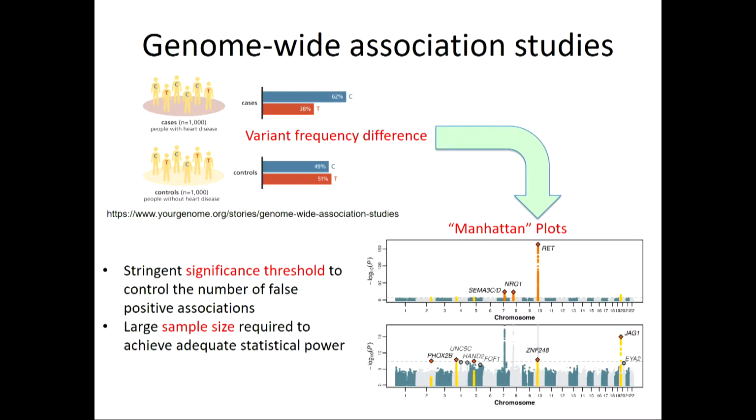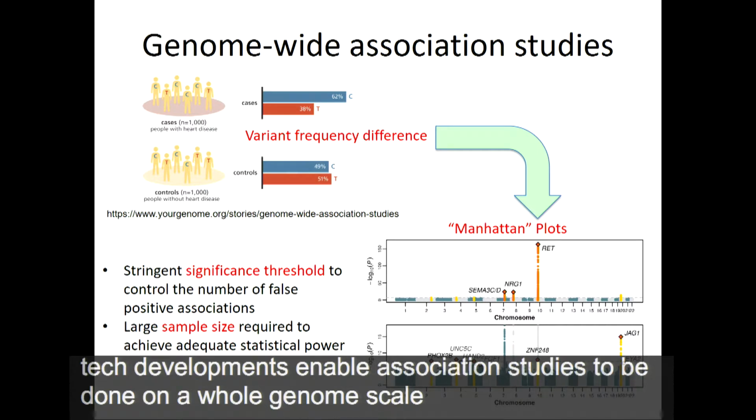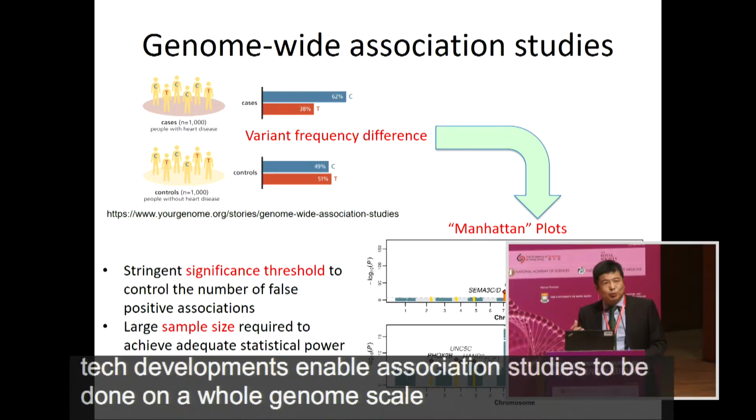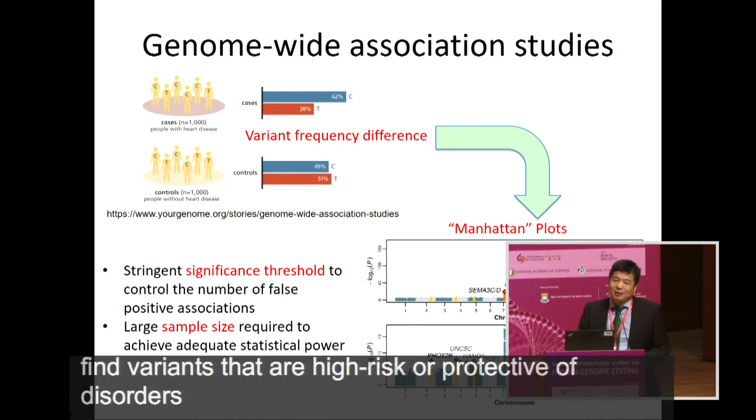This involves comparing the frequencies of variants in patients and controls to find variants which may be high risk or protective for disorders. Because it involves testing so many SNPs, there is a risk of false positives, and in order to control the number of false positives to a low level, we needed to adopt highly stringent p-values. The standard is 5 times 10 to the minus 8. What this means is that we need large samples in order to reach those significant results.